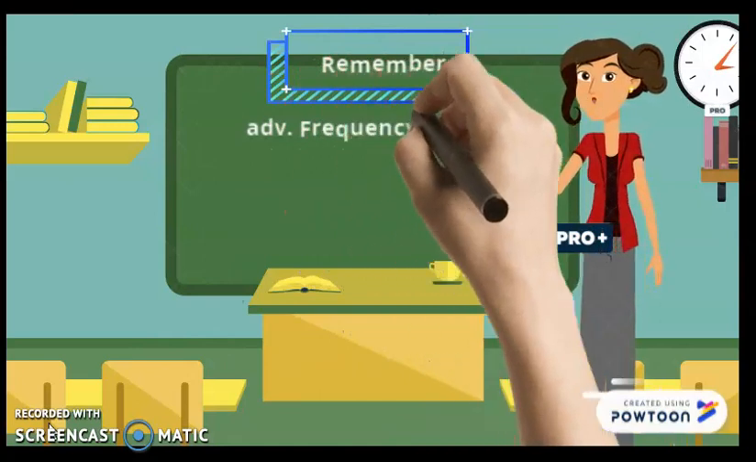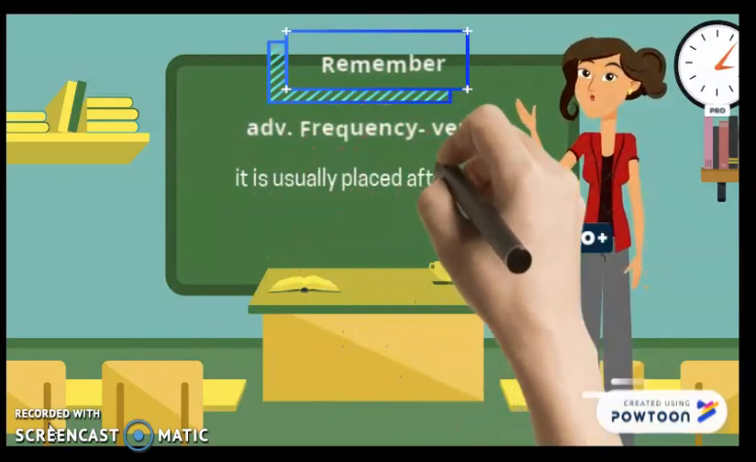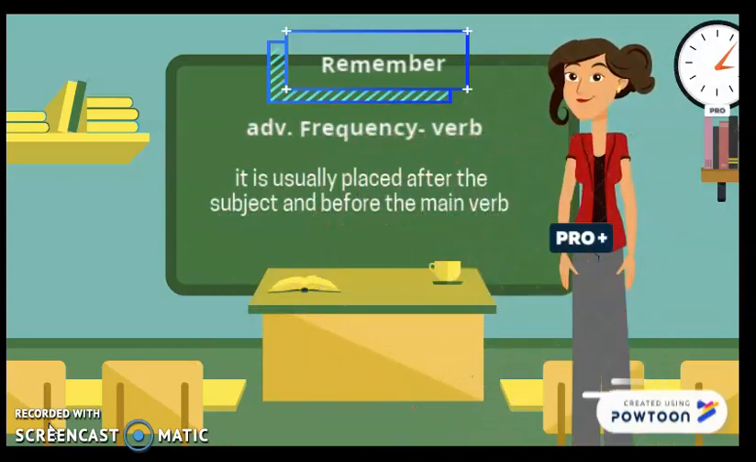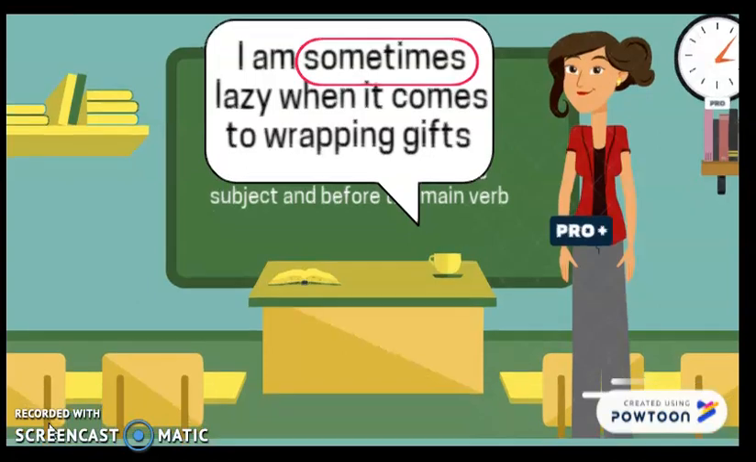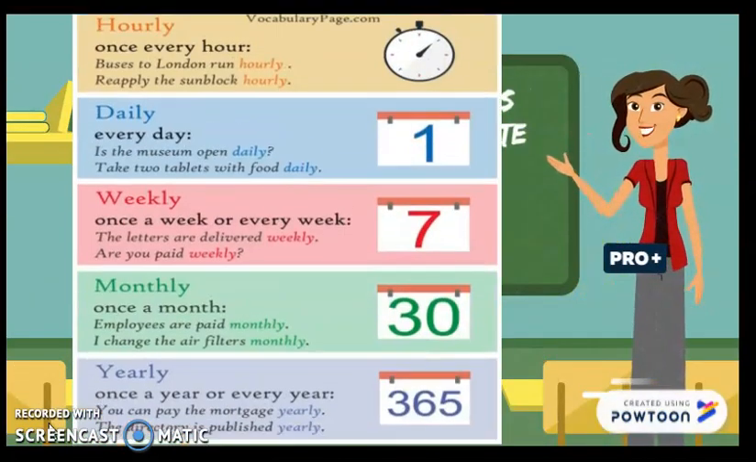Another one, when you're using frequency to describe a verb, it is usually placed after the subject and before the main verb. Example, I am sometimes lazy when it comes to wrapping gifts. And here are some examples of definite and indefinite frequency.